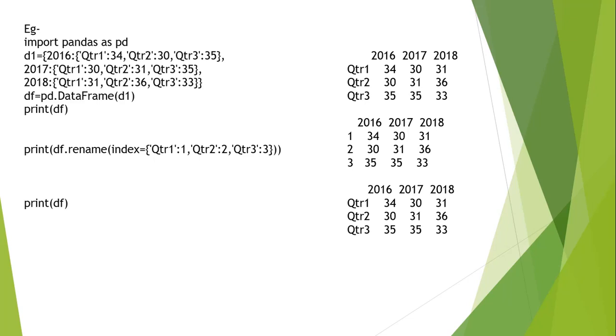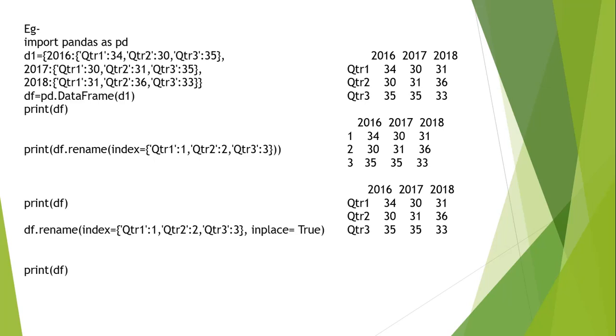Now let's see if we write this: df.rename(index = qtr1 colon 1, qtr2 colon 2, qtr3 colon 3), and now we have used this special argument inplace equals True. What it does is that whatever indexes you have renamed, it will be reflected in the data frame itself.